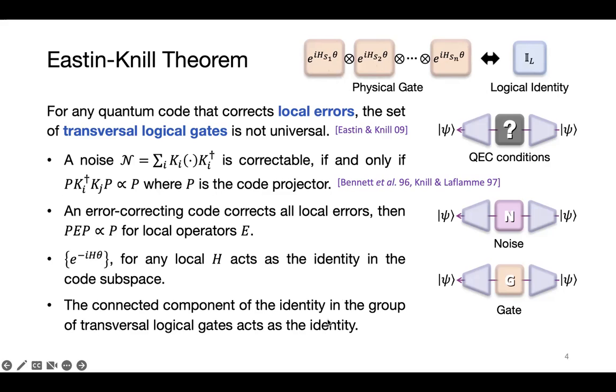So in that case, basically, if this connected component acts as identity, as we've proven using the quantum error correction conditions, one can also prove that the type of gates that can be performed using transversal logical gates must be finite and therefore cannot be universal. So in our work, we went beyond the scheme of quantum computing.